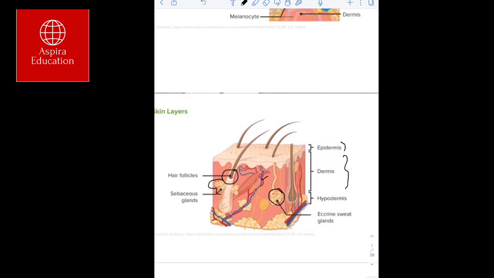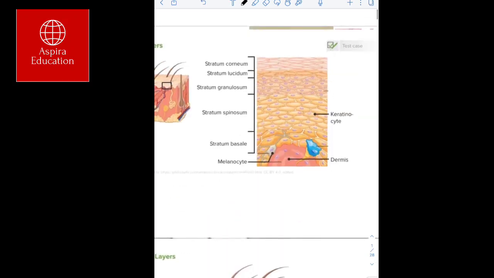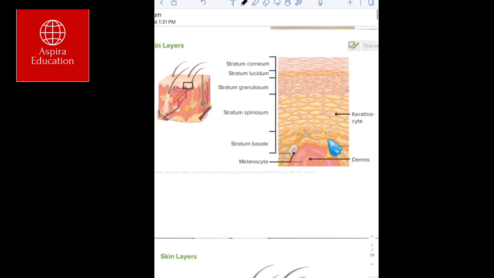We can also see some blood vessels, including the capillaries from the arterial side and the venous side. We can also see some nerves running through the dermis. Now coming to the epidermis, if we magnify the epidermis, we can see there are multiple layers.